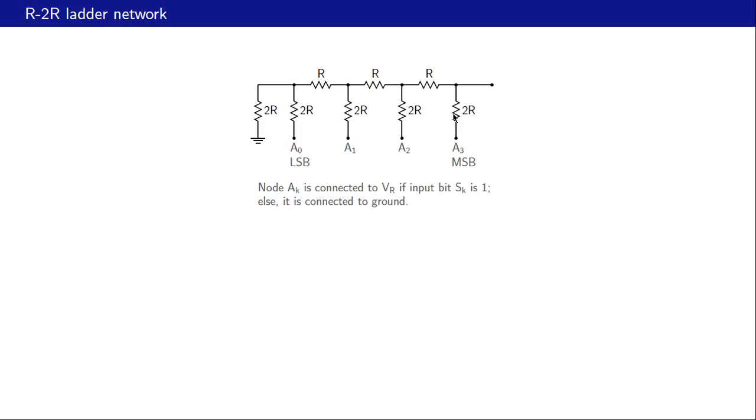Okay, how does it work? Node AK is connected to VR, the reference voltage, if input bit SK is 1, else it is connected to ground. For example, if our LSB S0 is 1, then the voltage at this node will be VR, otherwise it will be 0.